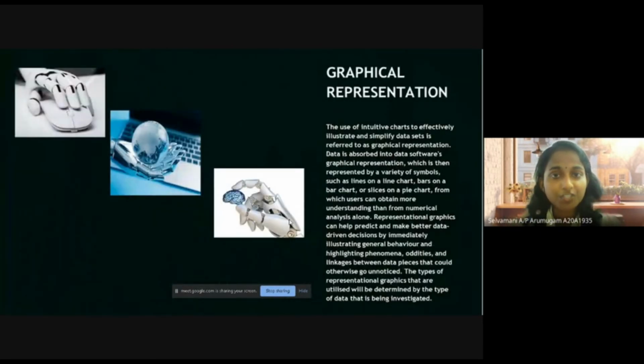This is the graphical representation. The use of intuitive charts to effectively illustrate and simplify data is referred to as graphical representation. Data is entered into data software, and the graphical representation is then represented by a variety of symbols such as lines on a line chart, bars on a bar chart, or slices on a pie chart, from which users can obtain more understanding than from numerical analysis alone. Representational graphics can help predict and make better data-driven decisions by immediately illustrating general behavior and highlighting phenomena, oddities, and linkages between data pieces that could otherwise go unnoticed. The type of representational graphic utilized will be determined by the type of data being investigated.